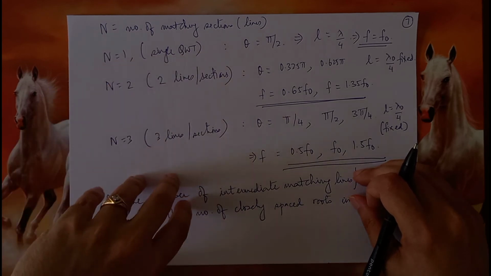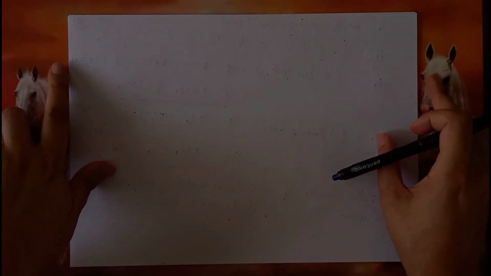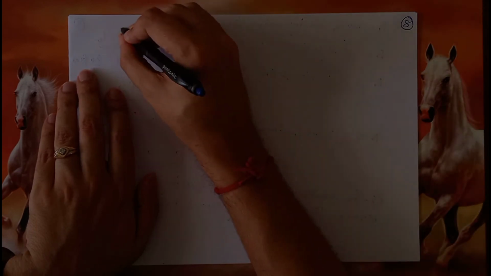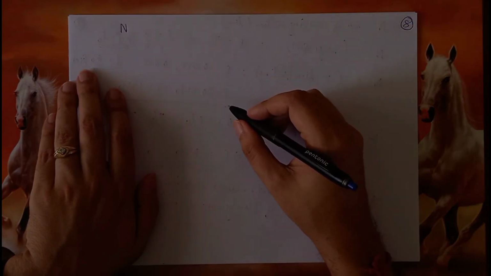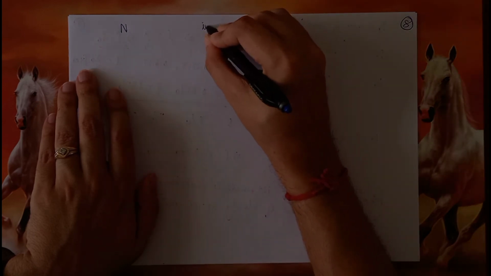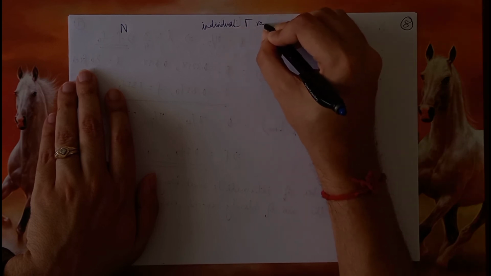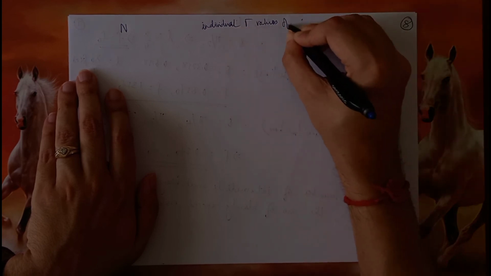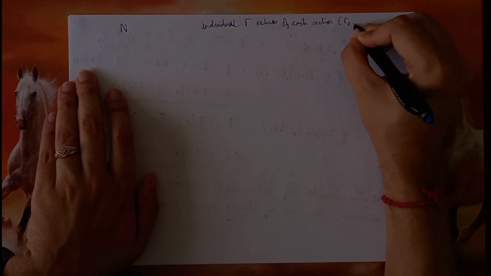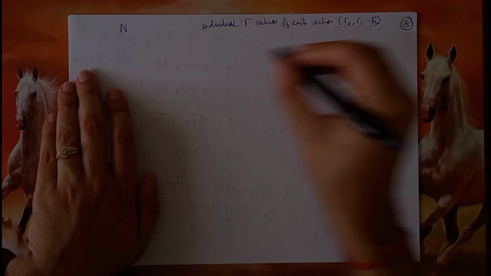Now let us look at one more thing. Let us look at one more point. Let us make a table of n as one column. The other column is the individual gamma values of each section, that is gamma 0, etc., all the way till gamma L.